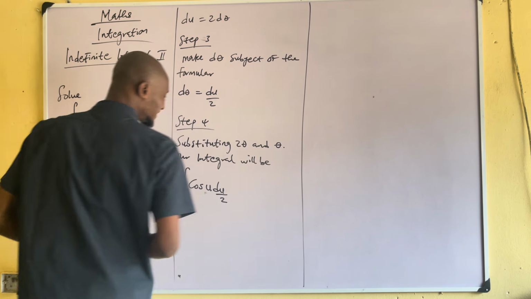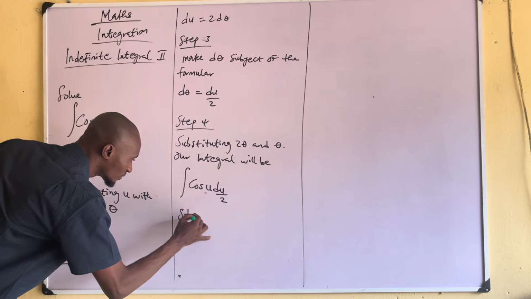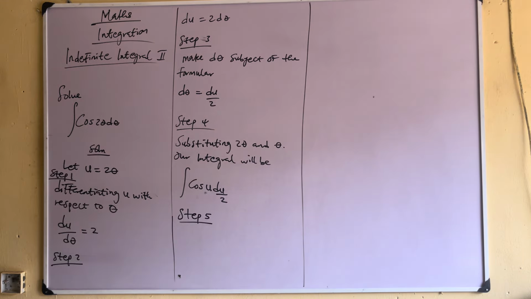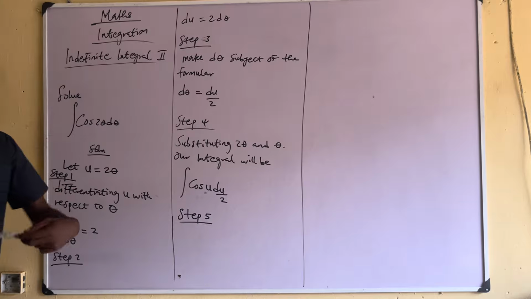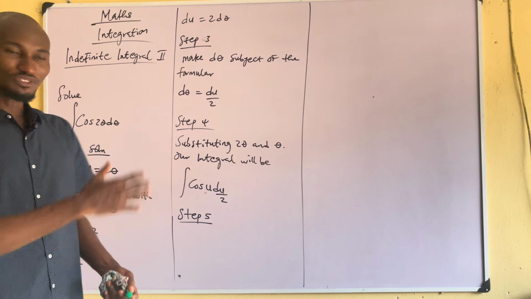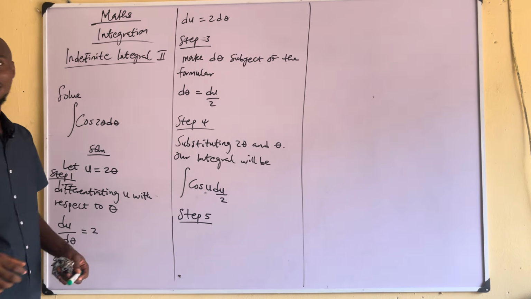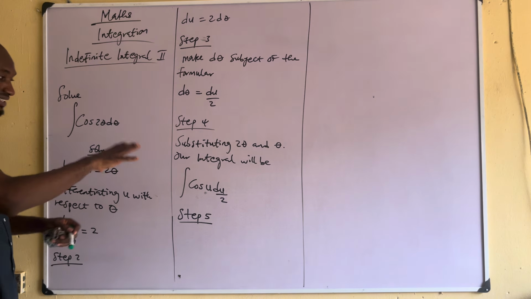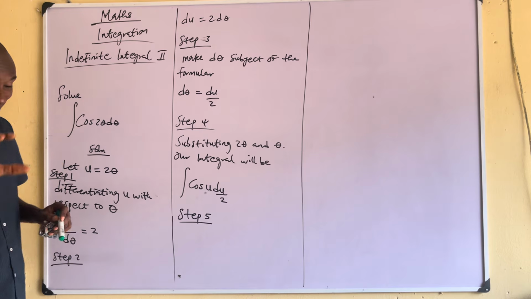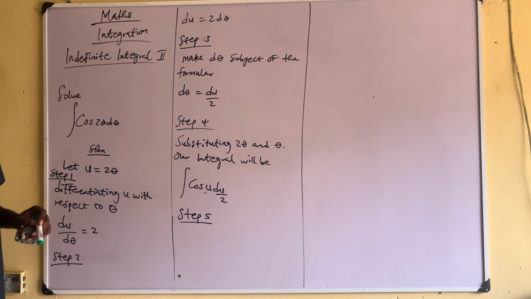Good. The next step is you factor out the constant. That is step 5. Don't mind the steps. I'm just giving you the steps to know. If you understand this, you can solve it on your own without writing these steps. I'm giving you the breakdown of the concept, dissecting this to the core so that you understand it on your own. Just solve it straight and get your answer.